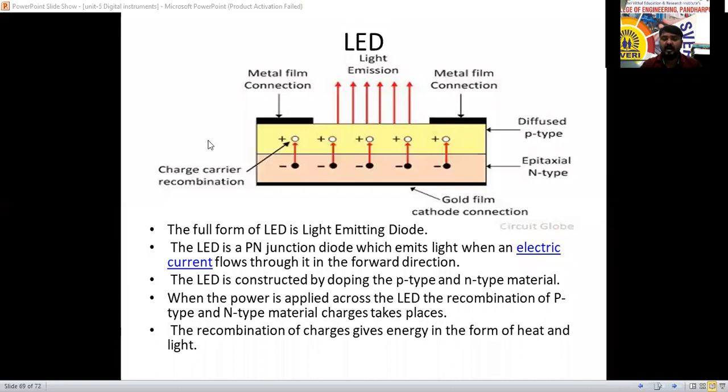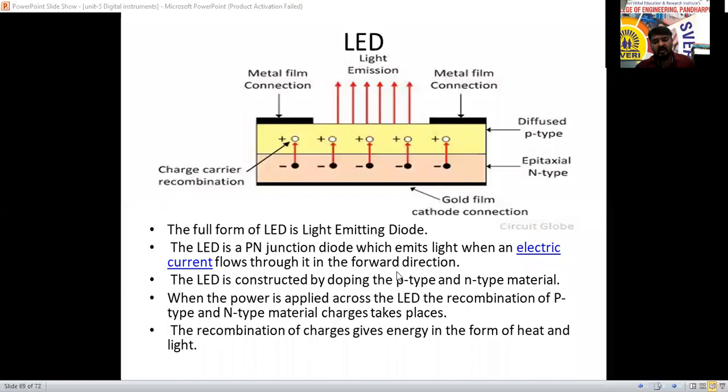For example, if it is forward biased, then the electrons will flow from the P type to the N type. If you give positive to negative and negative to positive, what will happen? It is going to block the current, the electrons. That is reverse bias. That is what we call a semiconductor.